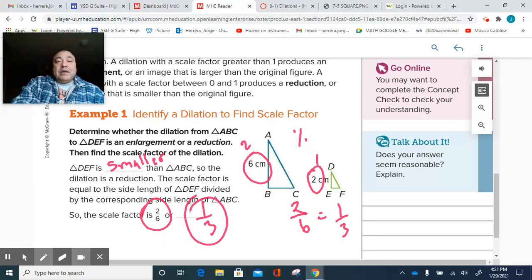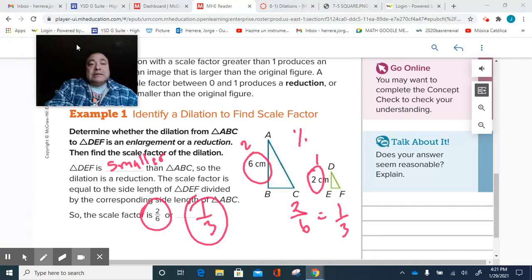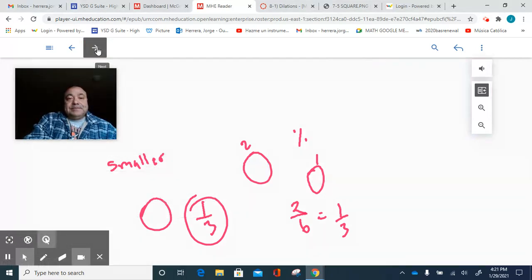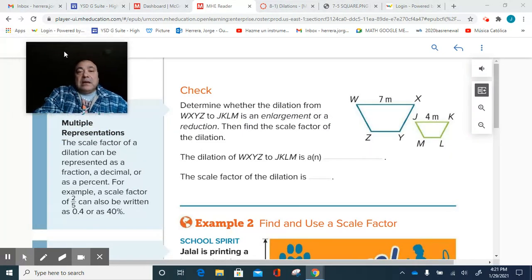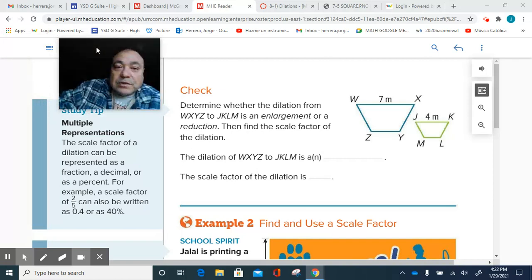Okay. Now let's just practice a little bit. Let me erase this. Let me see if we can go into the next page. It's going to be a little bit different. So let's practice. Okay. So we're going to come here and we're going to check this right here. And again, we're going from a big to a small. So let's look at the small one.